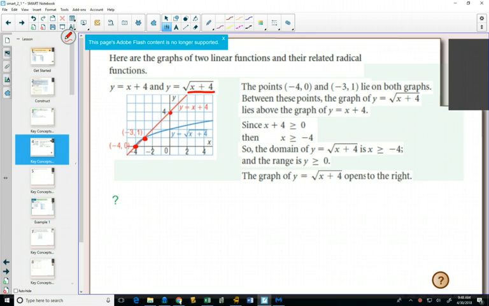You can also look at other nice points on your original graph. For example, I'm going to call (0, 4) a nice point, and I'm going to call (1, 5) a not nice point. Now why would I call (0, 4) a nice point and (1, 5) a not nice point when I'm trying to find the points on the square root graph?